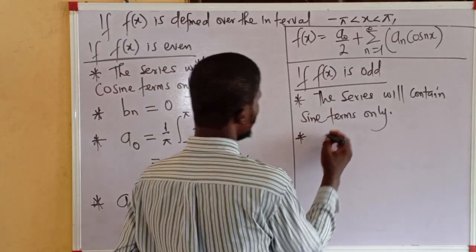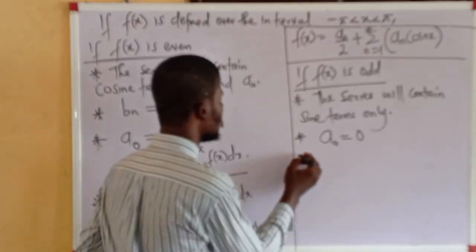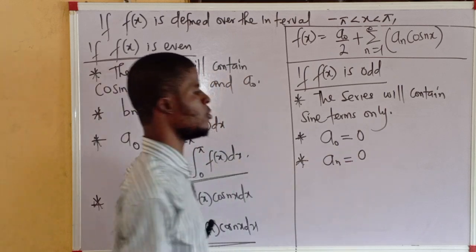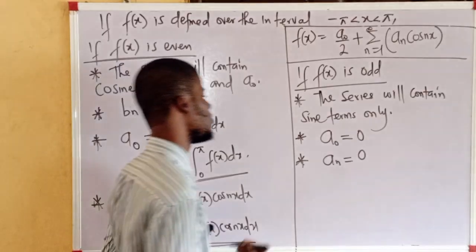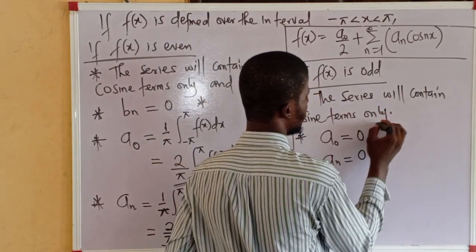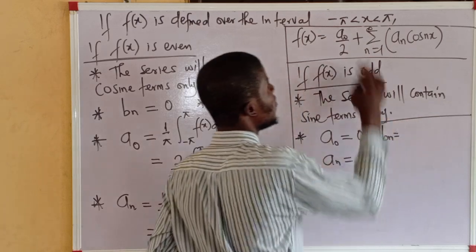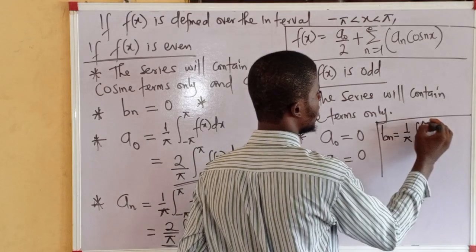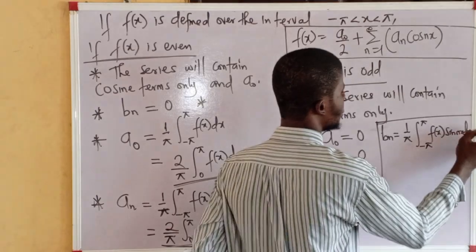Also, the Fourier coefficient a naught is 0, and the Fourier coefficient a sub n is also what? 0. So we only need b sub n. That is the point. So what is b sub n? Let me place it here. B sub n is generally over this range 1 over pi times the integral from negative pi to pi of f of x sine nx dx.